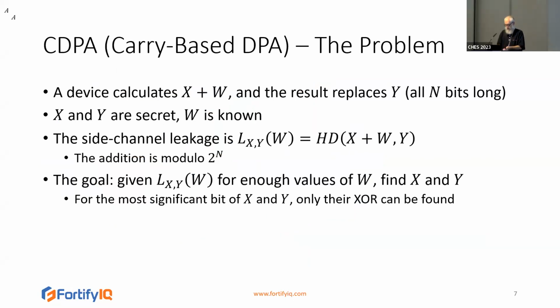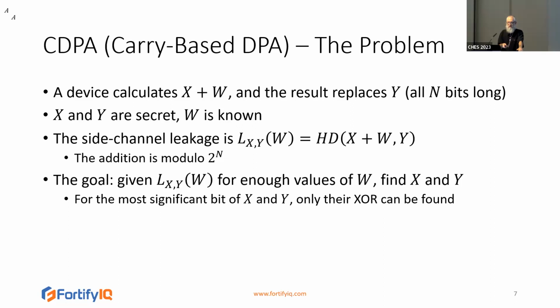The CDPA problem is stated as follows. Let's suppose that a device contains two n-bit secrets, X and Y. And it performs a single n-bit addition of X with an n-bit input W, and the result replaces Y. The side channel leakage is the Hamming distance between X plus W and Y. The goal is, given enough uniformly distributed inputs W and corresponding side channel leakages, reconstruct X and Y.